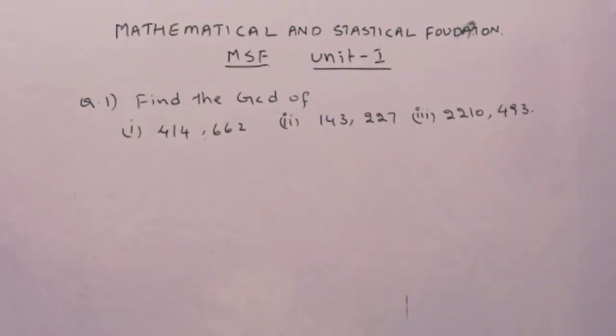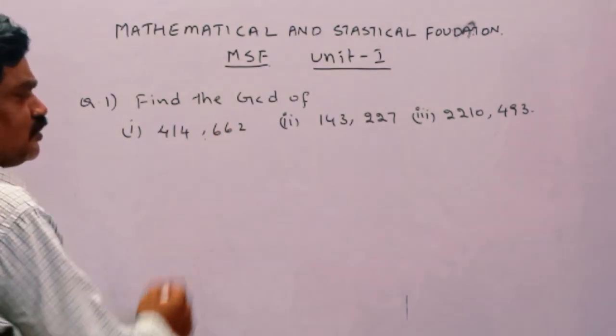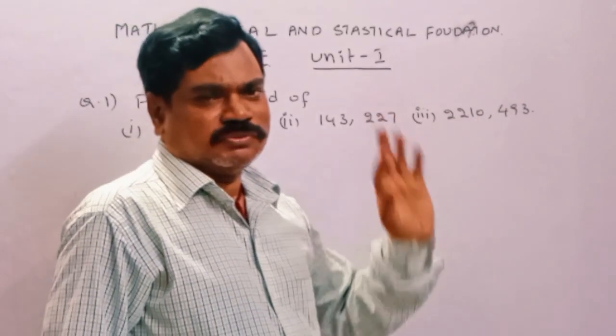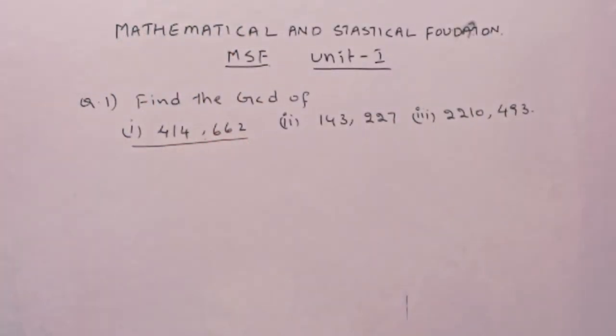Here, the question is given: find the GCD of 414 and 662. This is the first question. Second question, third question. How do we find the GCD of this one?